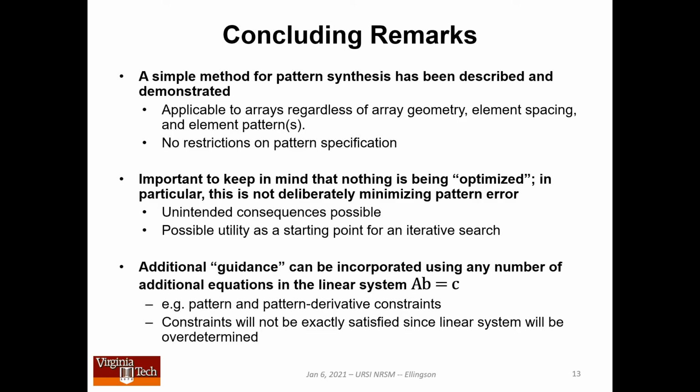You can apply additional guidance to the technique simply by adding any number of additional equations in the linear system A, B equals C that was derived earlier. This is straightforward to do because the equations are all linear in the excitations. So for example, you could come up with equations that describe pattern constraints or constraints on the derivative of the pattern, and then add those to the linear system. Of course, in this case, the constraints will not be exactly satisfied, since at that point the linear system will be overdetermined. Nevertheless, this could be used to nudge the solution in a direction that is deemed useful.